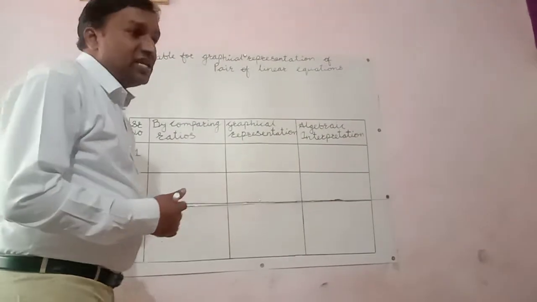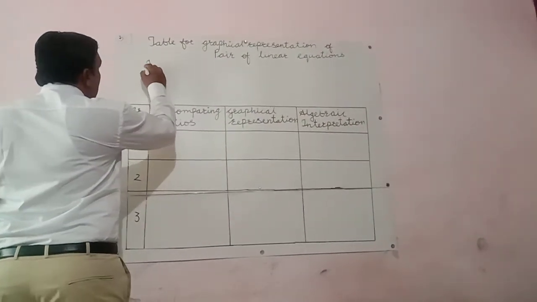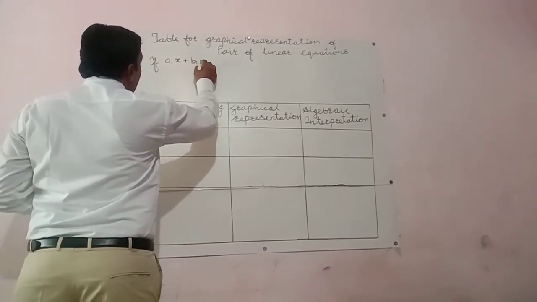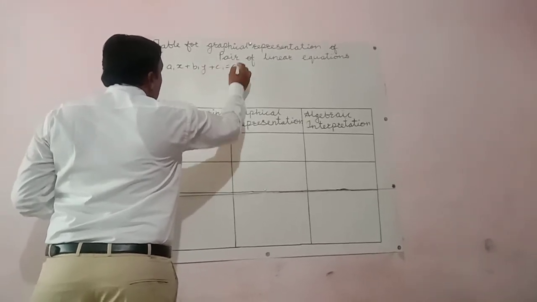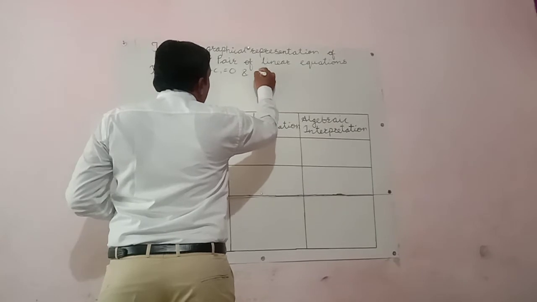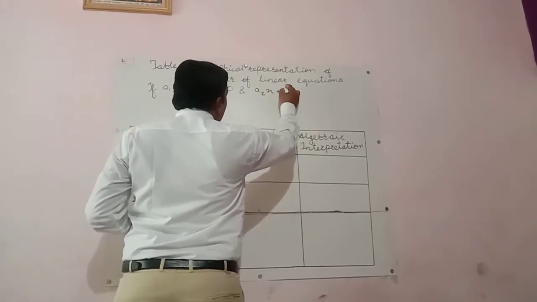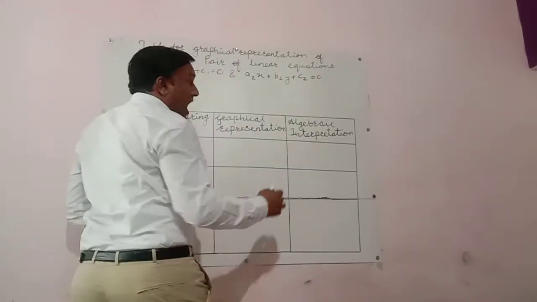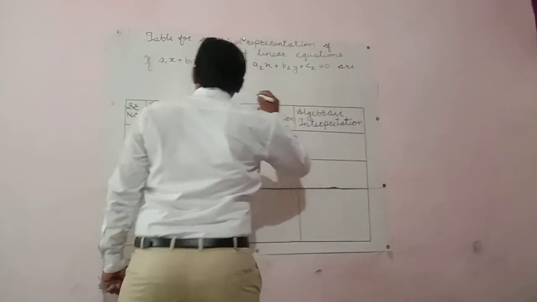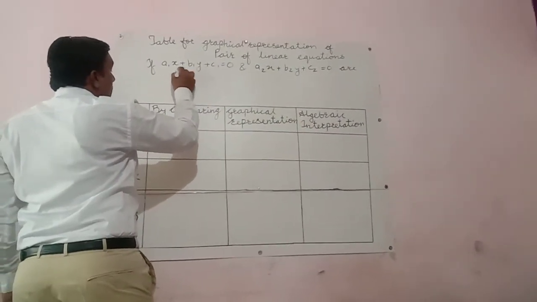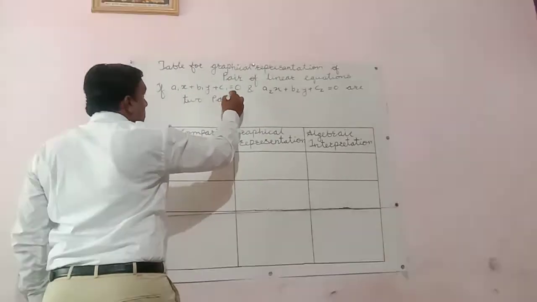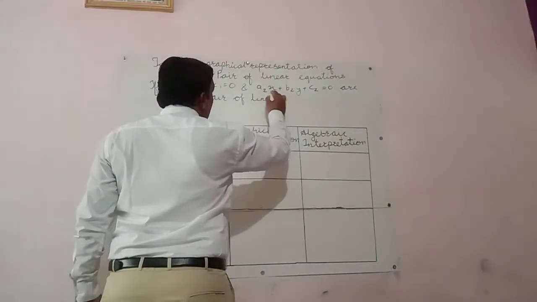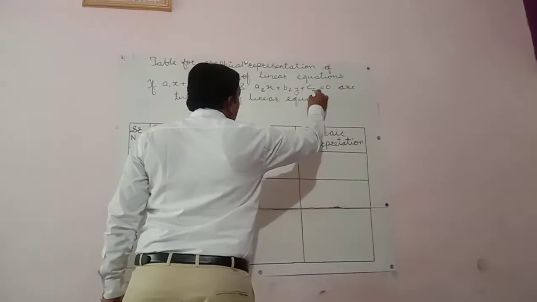So here we see first two equations. If a1x plus b1y plus c1 equal to 0 and a2x plus b2y plus c2 equal to 0 are a pair of linear equations.